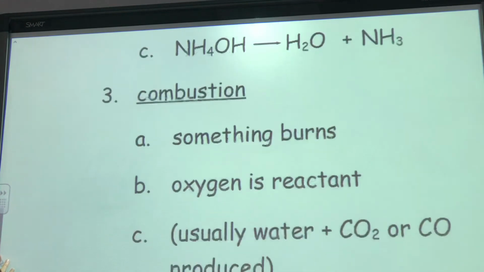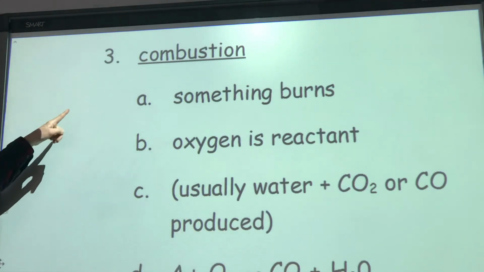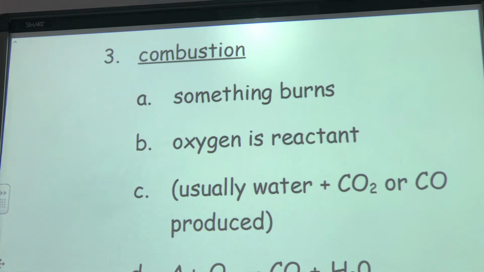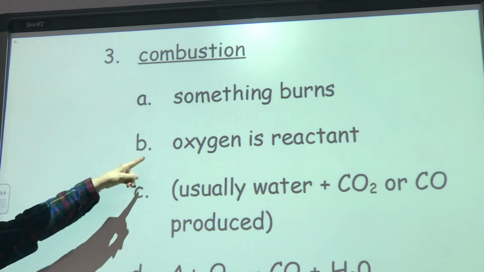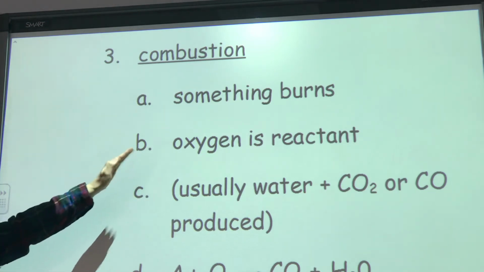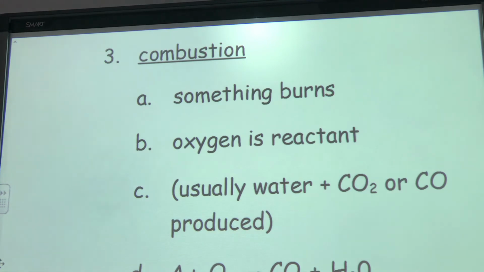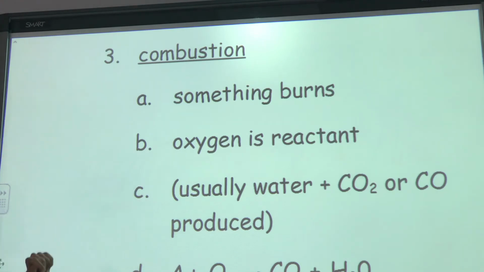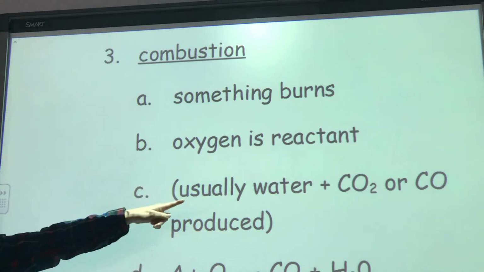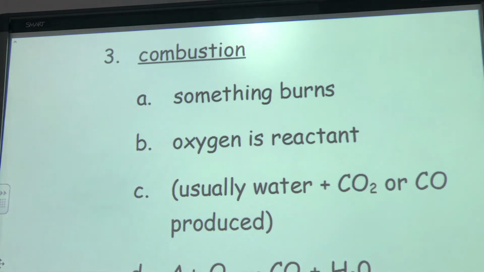All right, type of reaction number 3 is a combustion reaction. You've probably heard this word before, and it simply refers to something burning. When things burn, it's called a combustion reaction, and it always uses up oxygen. Oxygen is always one of the reactants in a combustion reaction. Usually with a combustion reaction, not only is oxygen a reactant, but usually water and carbon dioxide or carbon monoxide are also products. Okay, so water, carbon dioxide, and carbon monoxide are products.